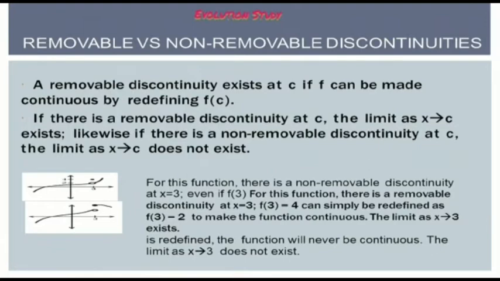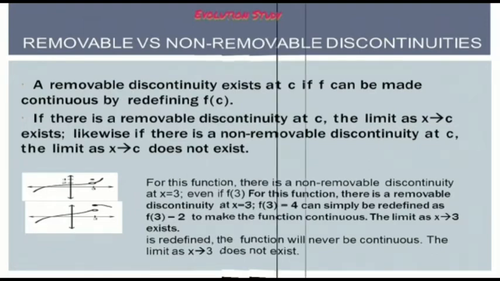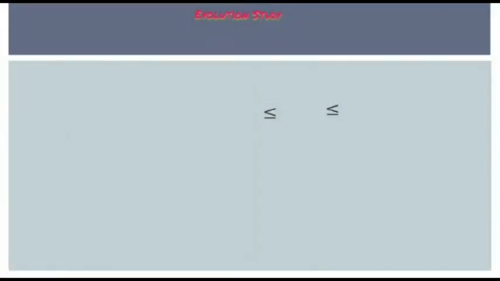The function will never be continuous. The limit as x tends to 3 does not exist. You can see from the graph given on the left hand side.